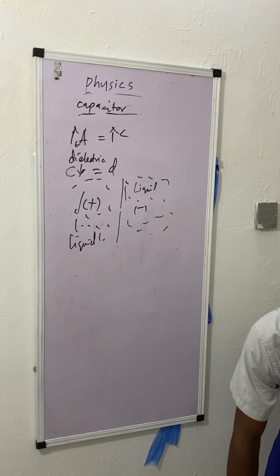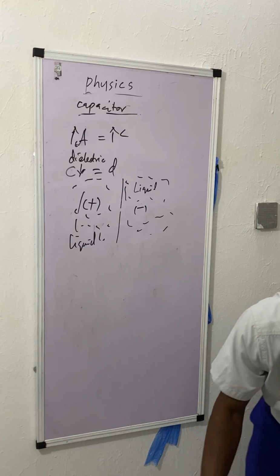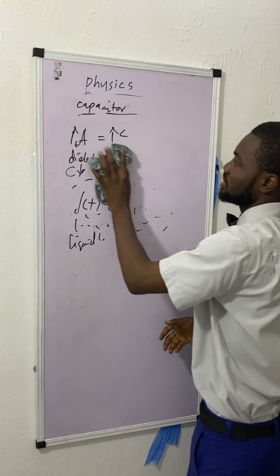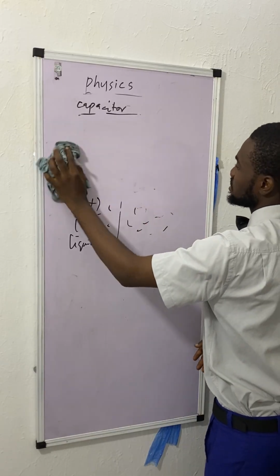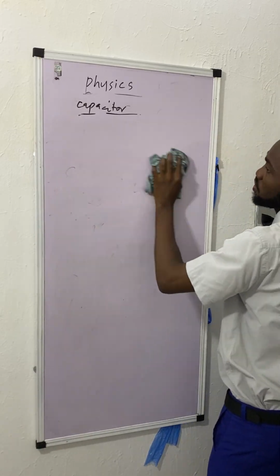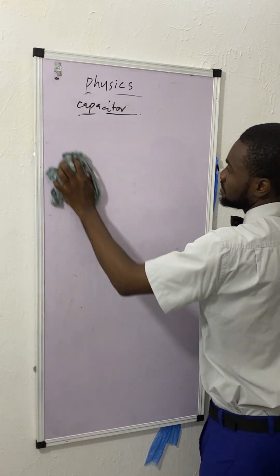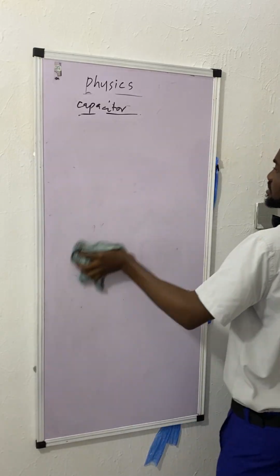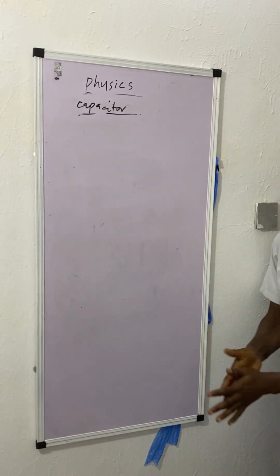Okay, let's just look at electricity cells. Cells are batteries. In physics and chemistry, cells are batteries. In biology, cell is what? The basic unit of life. But here, cells are batteries.